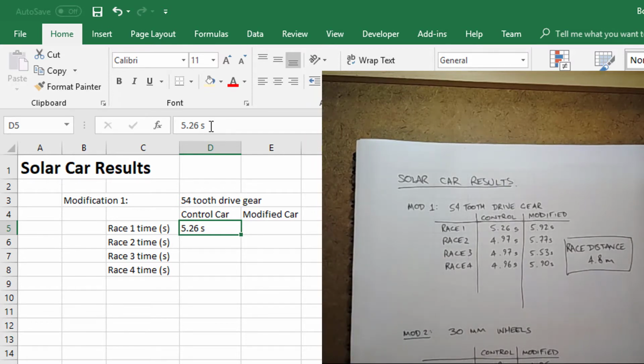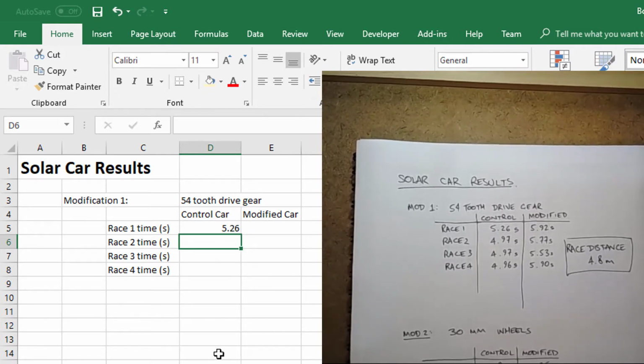So I'm going to go back to this cell here. I'm going to click up there in the formula bar, and I'm going to backspace. I'm going to get rid of that S. Now watch when I hit the enter key now. Now you can see that that number there, 5.26, is over on the right-hand side of the cell.